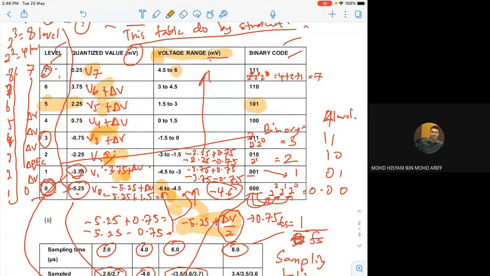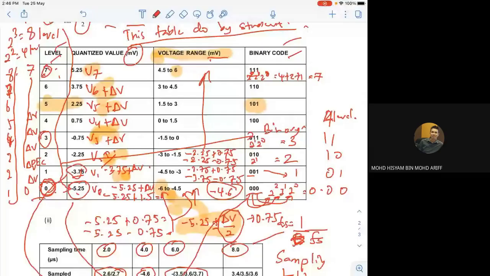Negative 5.25 millivolt plus minus delta V over 2. Remember plus minus, I keep saying it again. So you apply this value, no problem. The second value for the voltage range: negative 3.75 quantized value plus minus delta V over 2. So clear? After you complete the quantized value, you must know sampling.